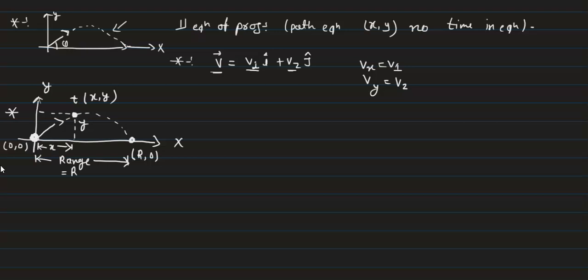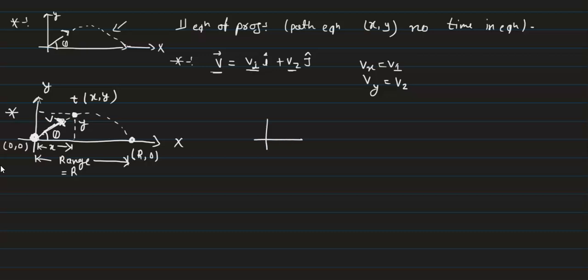Okay, so we need some initial values to find these things. Let the initial speed, the throwing speed, be v, and the initial angle be theta. So what will be the x component of that velocity with which the ball is going up?